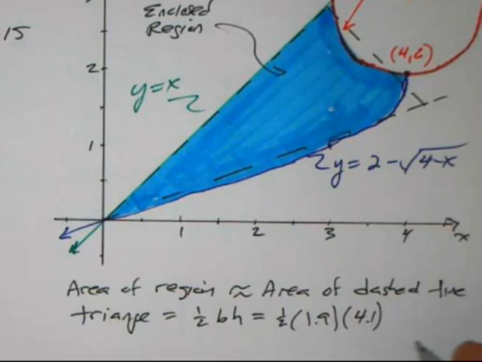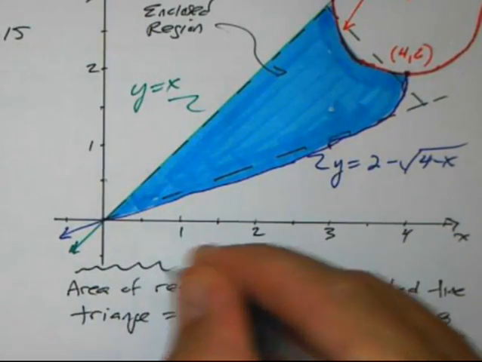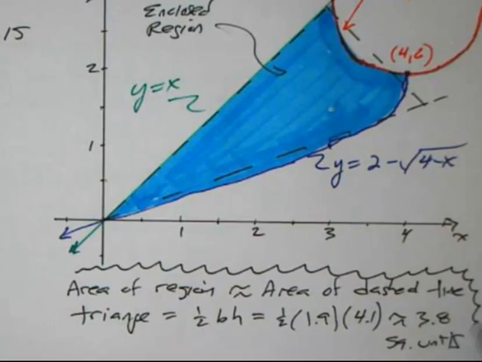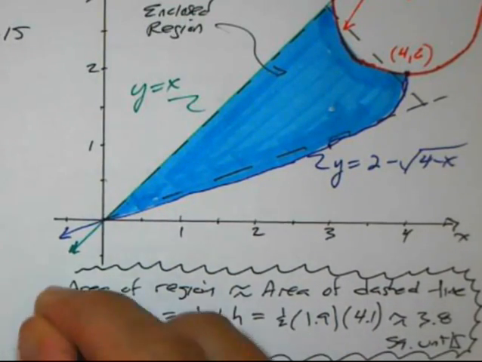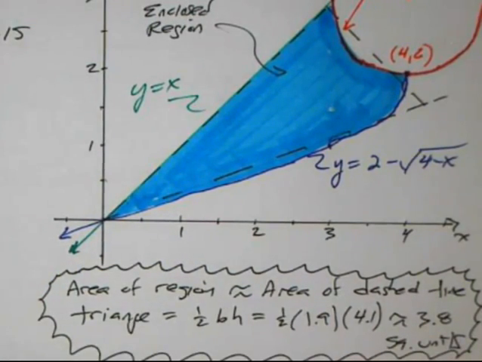Okay. Just doing a little bit of arithmetic here. I think just to simplify this, I'll call that 4 instead of 4.1, so then half of that will be 2, and then I have about 2 times 1.9, or about 3.8 square units. Okay, there's our graphic approximation of the area.